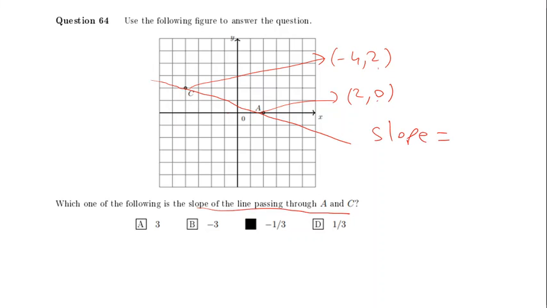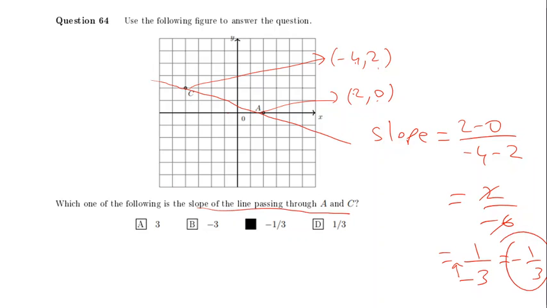Slope is 2 minus 0, over -4 minus 2, which is 2 over -6. And when you calculate, you will get -1/3. You can take the minus sign to the front. So we get minus 1 over 3.